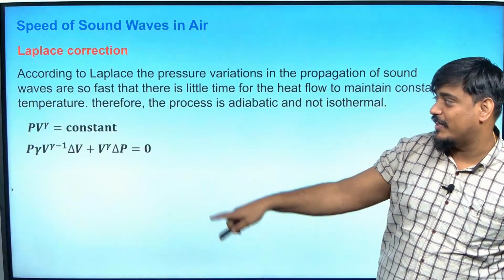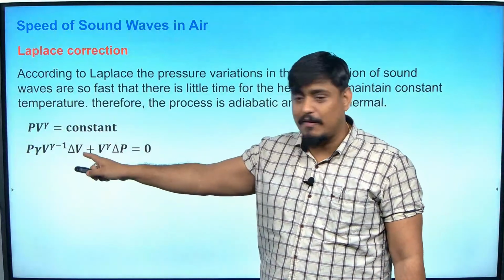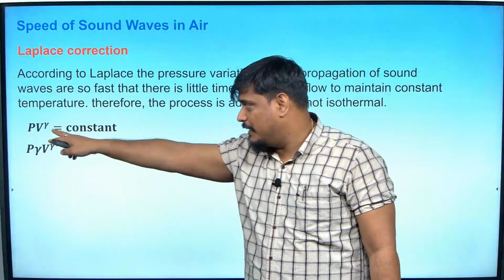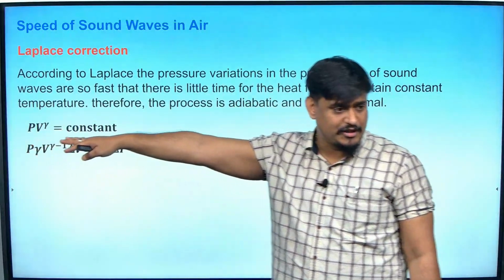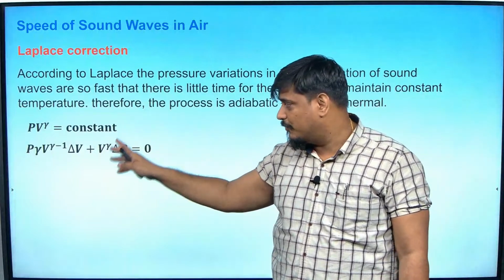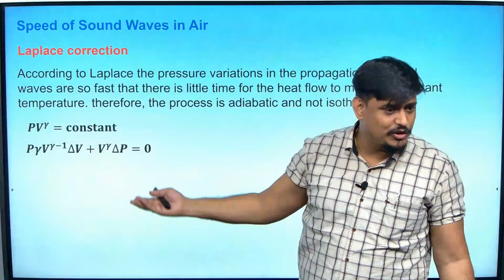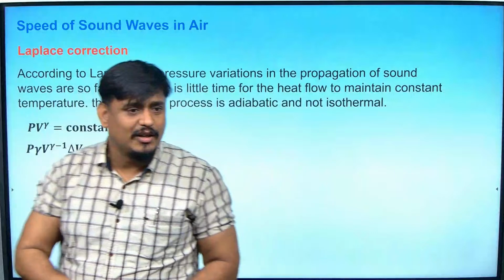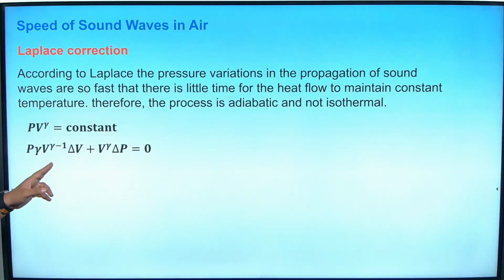When we differentiate, you will get P into gamma into V power gamma minus 1 into del V. Actually we took this as constant and then we differentiated a second function, and then V power gamma into del P is equal to 0. Are you getting what I have done? UV method. Yes, sir.